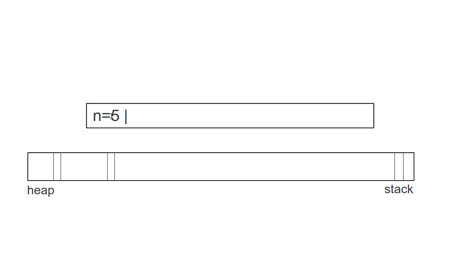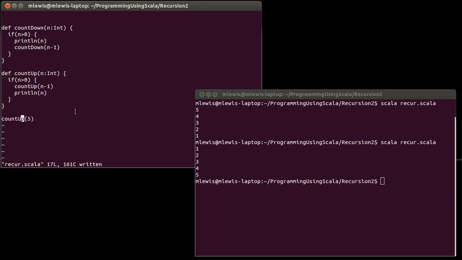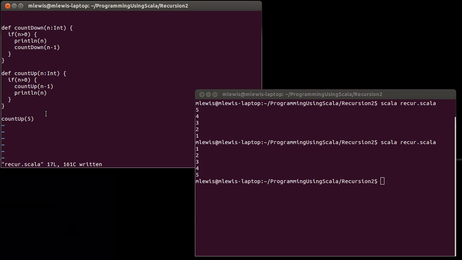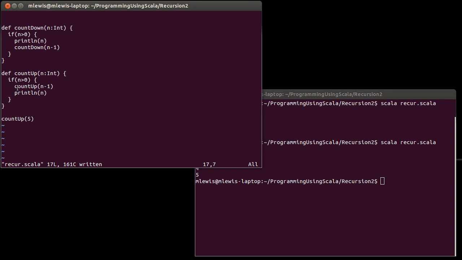When we first called our countUp function, we called it with the value of 5. So we come in here with n equals 5, and when that happens, we get a stack frame. There's a section of memory allocated on the stack, and it remembers that n equals 5. It does a check: is 5 greater than 0? Of course, the answer is yes. So what does it do next? Well, it calls itself with n minus 1.